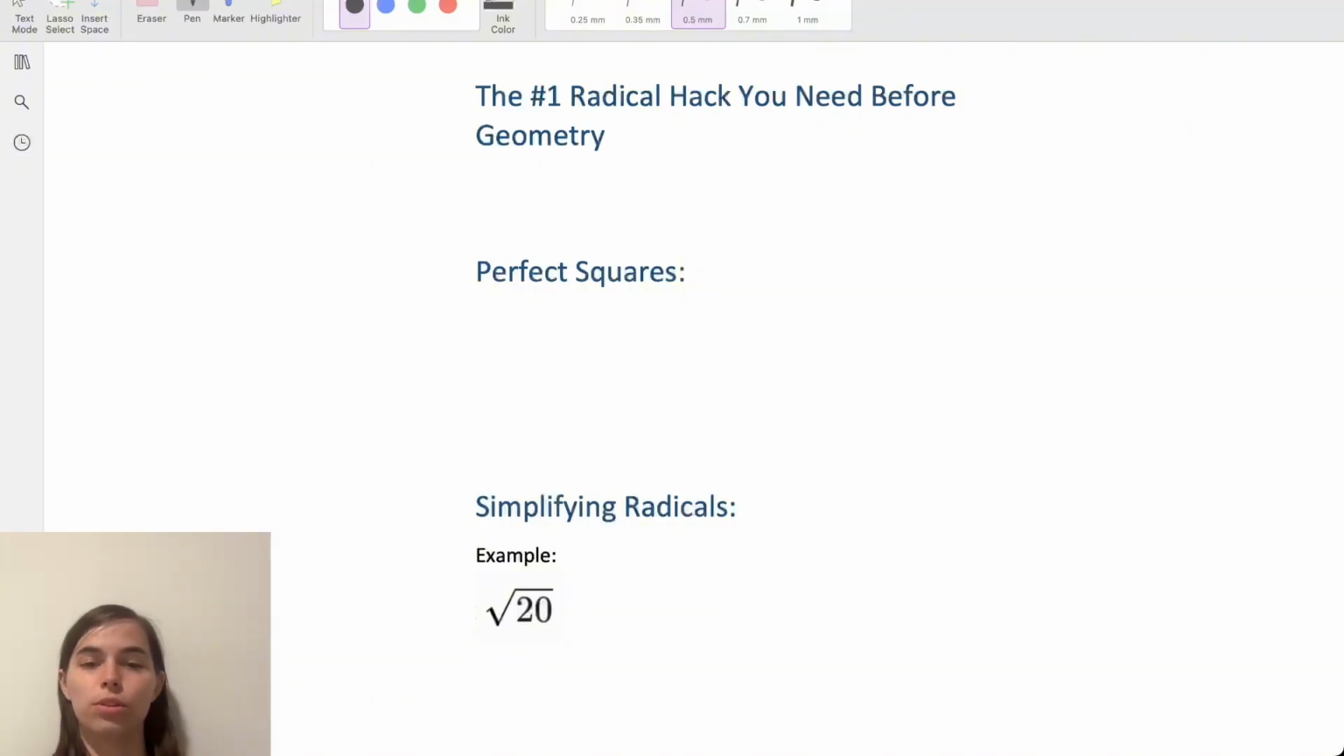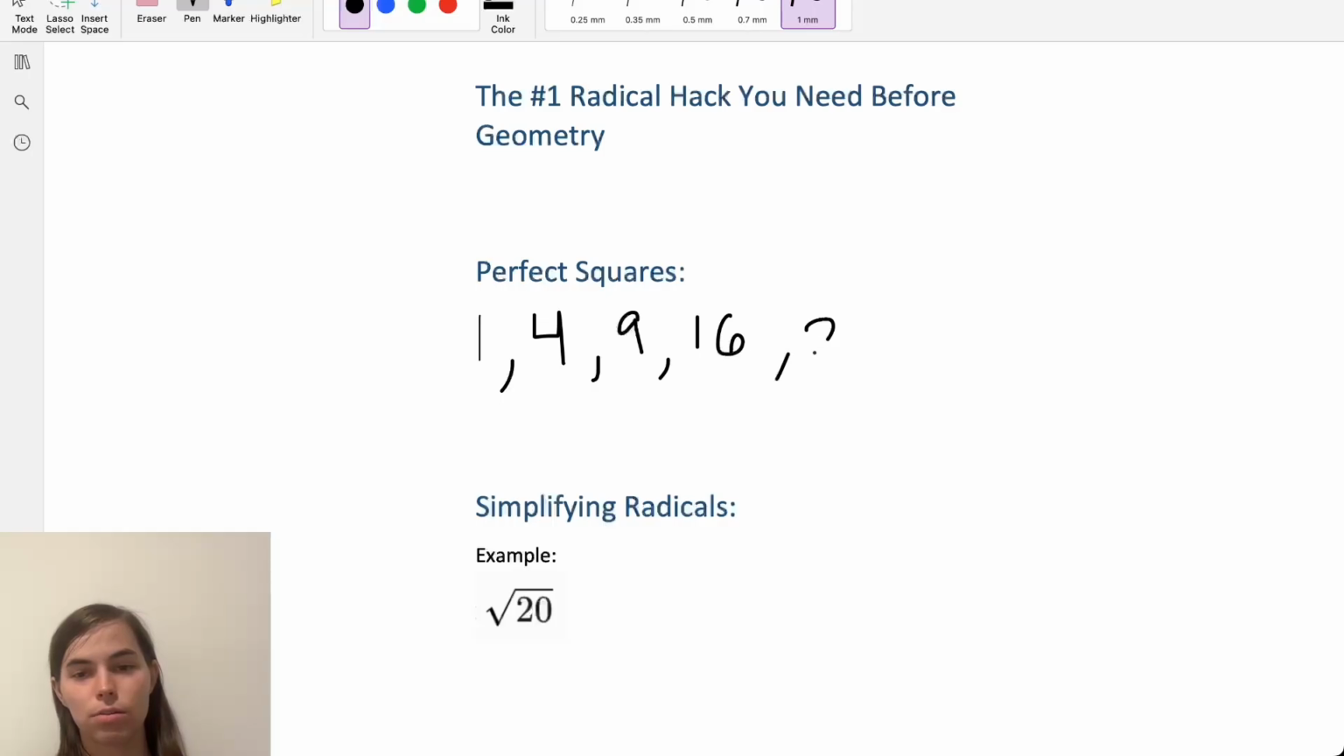So we're going to talk about square roots today and radicals, and to start off, let's talk about what perfect squares are. Perfect squares are numbers that we get by multiplying something times itself. So 1 times itself is 1, 2 times itself is 4, 3 times itself is 9, 16, 25, and so on. There are infinitely many perfect squares, of course, because these are all just 1 squared, 2 squared, 3 squared, 4 squared, 5 squared, and so on.